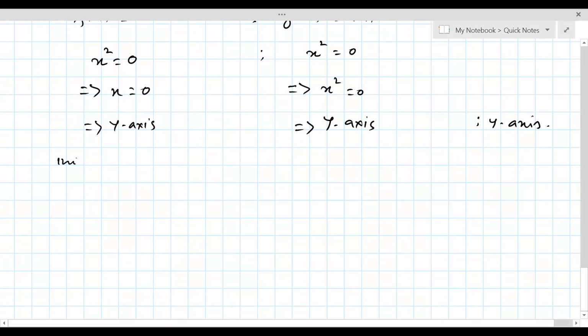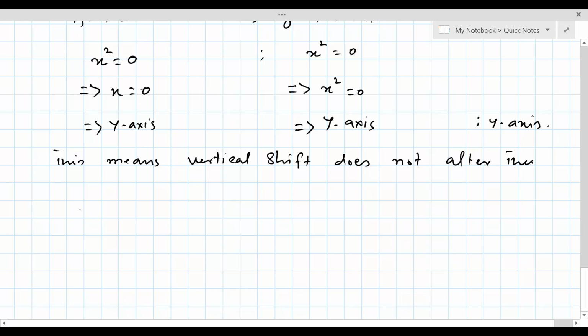This means vertical shift does not alter the axis of parabola or axis of symmetry.